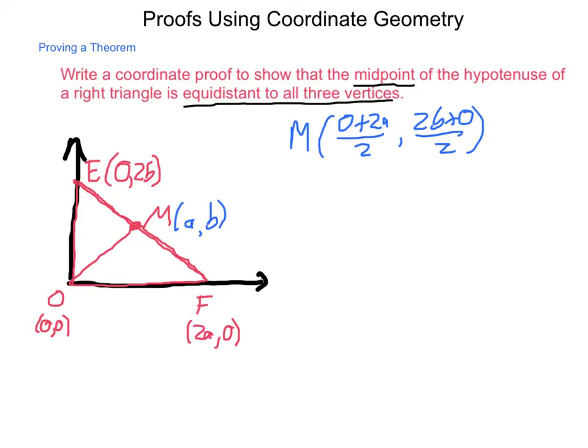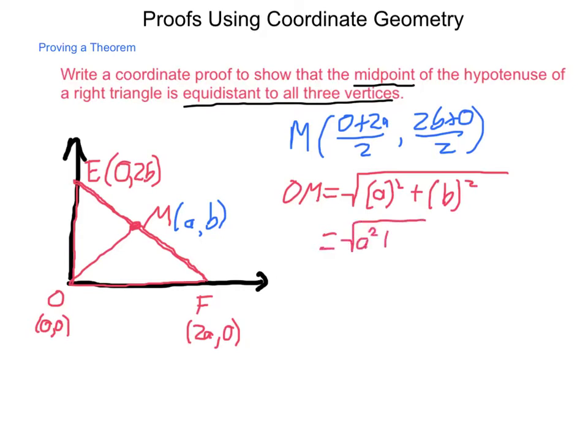Next, I need to establish the distance from M to all three of the vertices. So let's begin by finding OM. Remember, distance is the square root of my horizontal change squared plus my vertical change squared. Going from O to M, the horizontal change from 0 to A is A, and I will square that. Plus, now I need my vertical change, going from 0 to B, and that distance is B. So I square that. So the distance from O to M is the square root of A squared plus B squared.